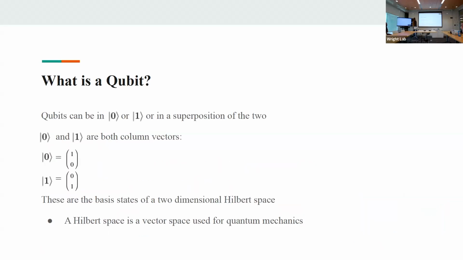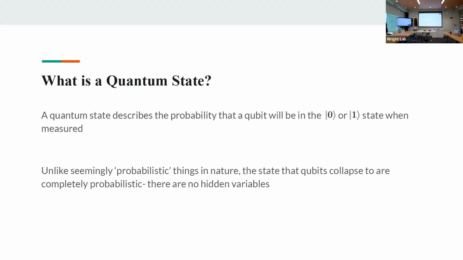A bit more about qubits. Qubits can be in the 0 or the 1 state or a superposition of the two, where this notation is called Dirac notation. 0 and 1 written in this way are both column vectors, where 0 is (1, 0) and 1 is (0, 1). And these are the basis states of a two-dimensional Hilbert space, which is a vector space used for quantum mechanics. A quantum state describes the probability that a qubit will be in the 0 or 1 state when it is measured.